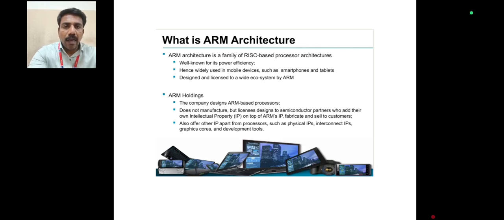It is also licensed and designed for a wide ecosystem by ARM. ARM Holdings designs ARM-based processors. It does not manufacture them but licenses designs to semiconductor partners who add their IPs on top of ARM processors.